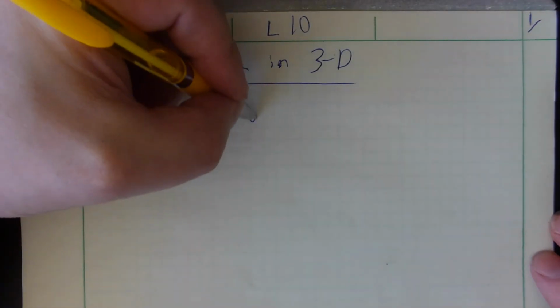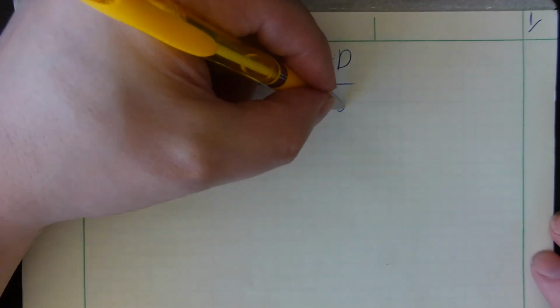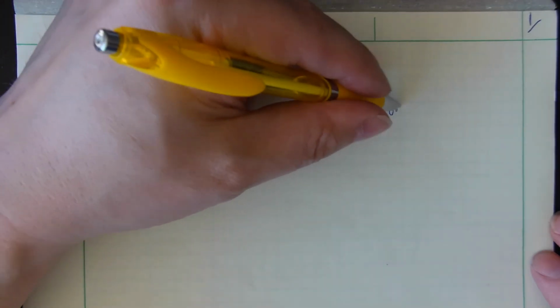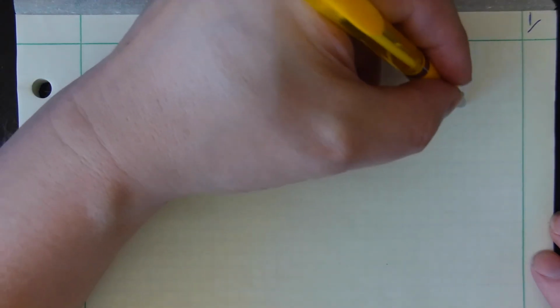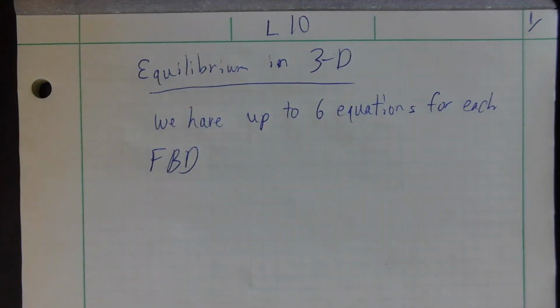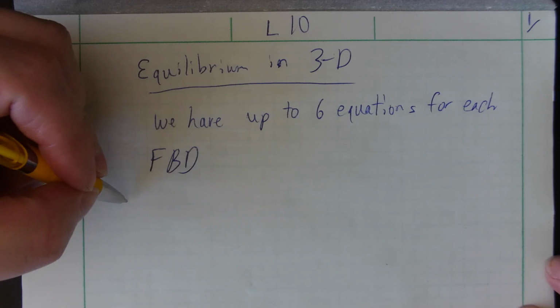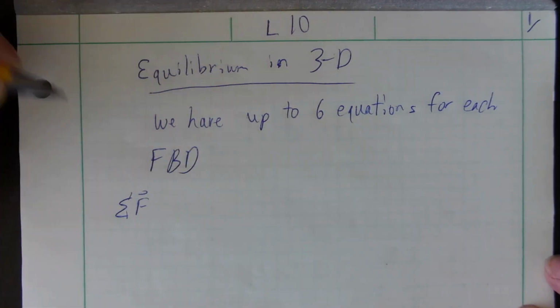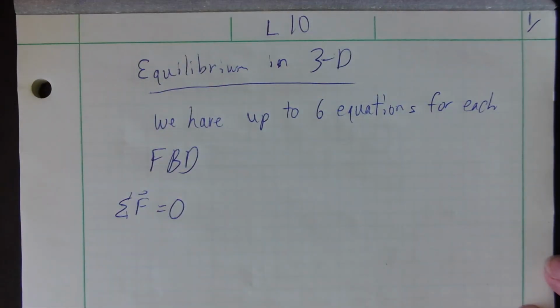we have up to 6 equations for each free body diagram. So as opposed to a two-dimensional free body diagram where I can write up to 3 independent equations, in a three-dimensional free body diagram I can write up to 6 independent equations. Right, so I can write in vector form, you can say that the sum of force vector should be 0 if a body is in equilibrium.